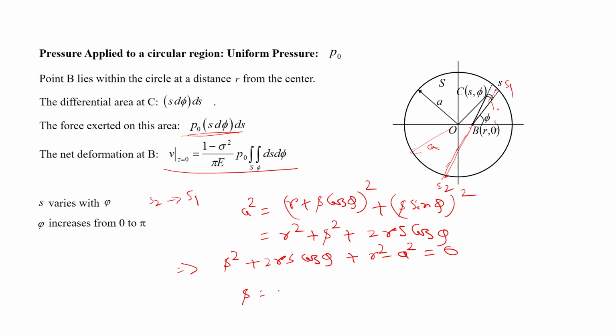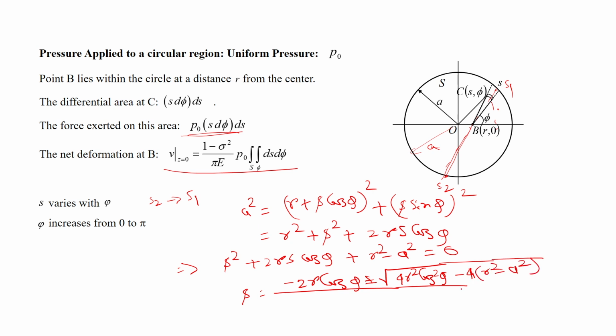So, here S will be equal to, therefore, minus 2 R cos phi plus minus square root of b square minus 4, so it is 4 R square cos square phi minus 4 into (R square minus S square by 2), like this. So, 2 gets cancelled over here. So, it will be minus of r cos phi plus minus square root of r square cos square phi plus a square. So, it is a square here and minus r square sin square phi, that is what it comes out.